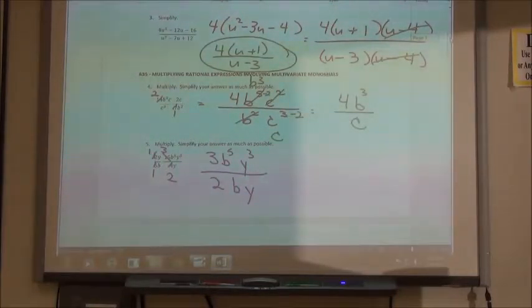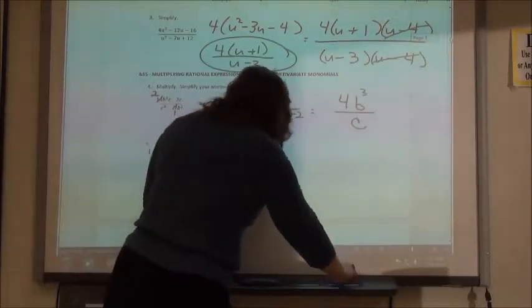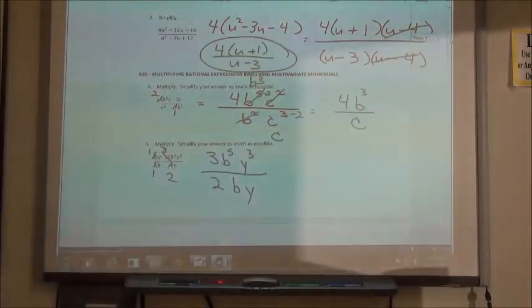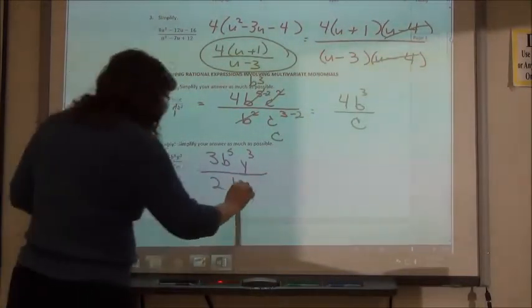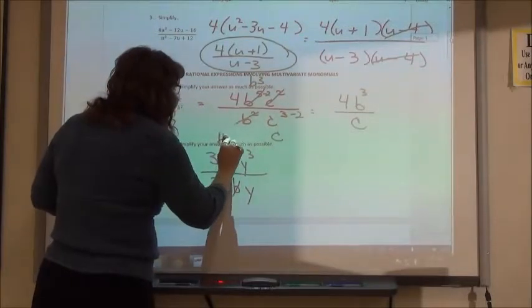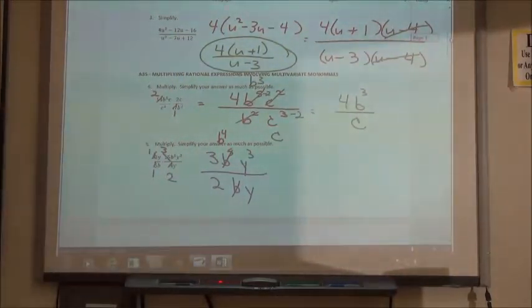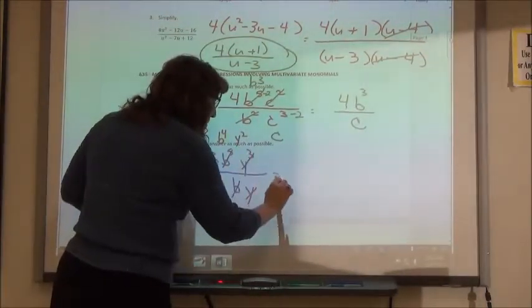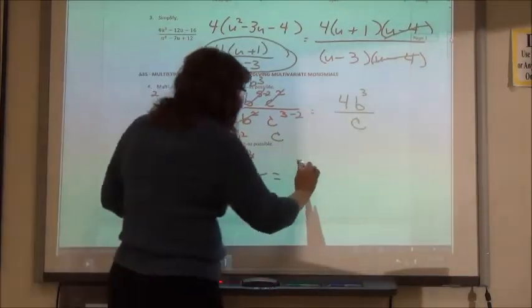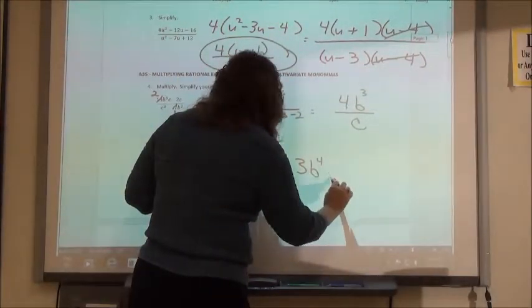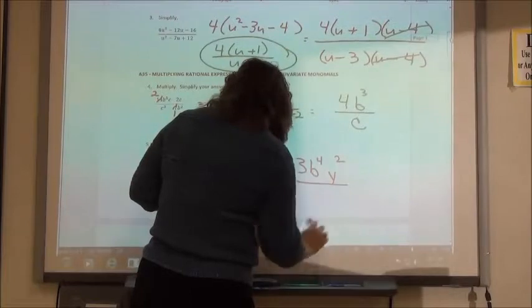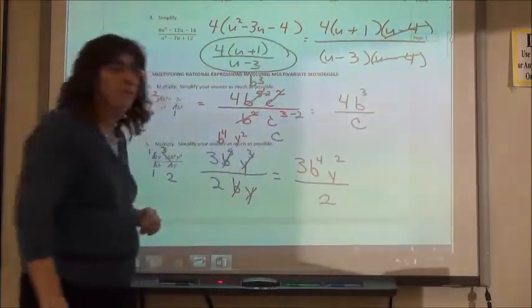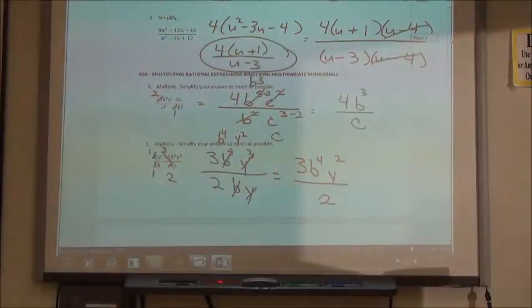And then I'm going to reduce those variables down. How many b's can I take out of there? Just 1. Leaves me b to the 4th up on top. How many y's can I take out of there? Just 1. Leaves me y to the 2nd up on top. And so I have 3b to the 4th y squared over just a 2. All right, go ahead, try number 6.